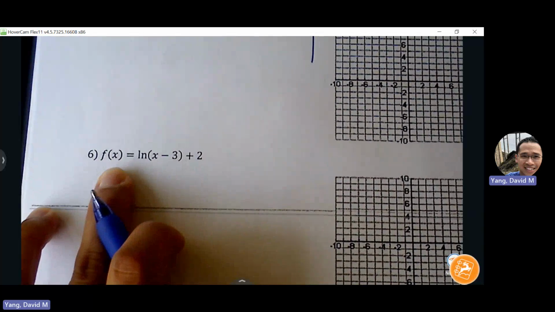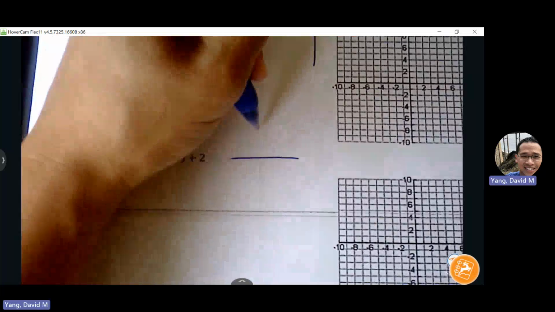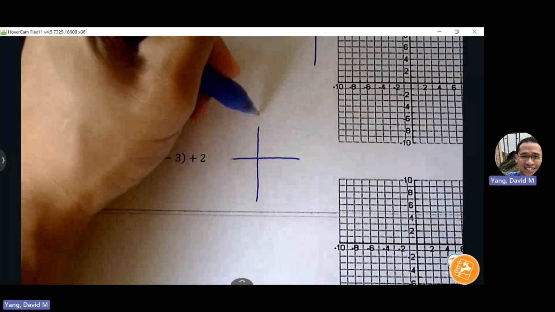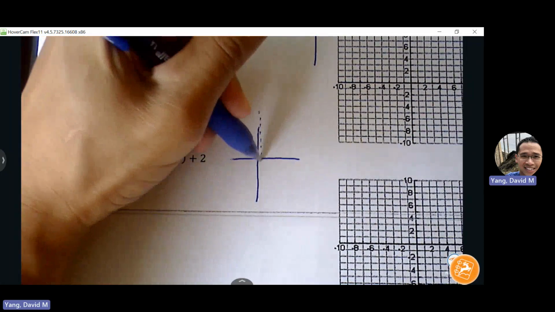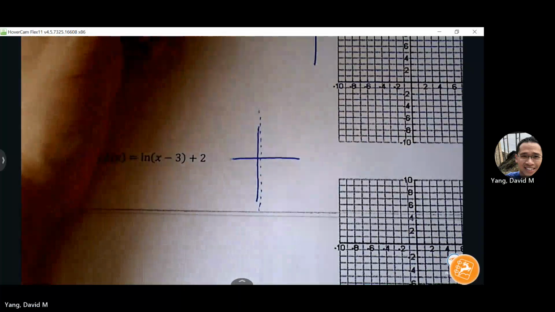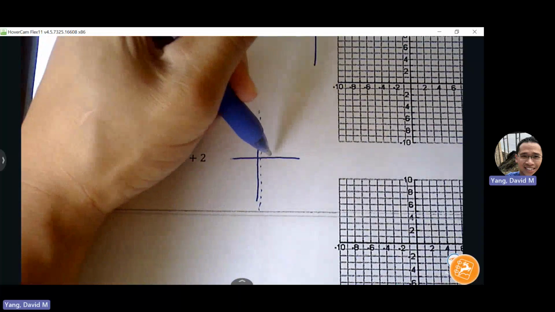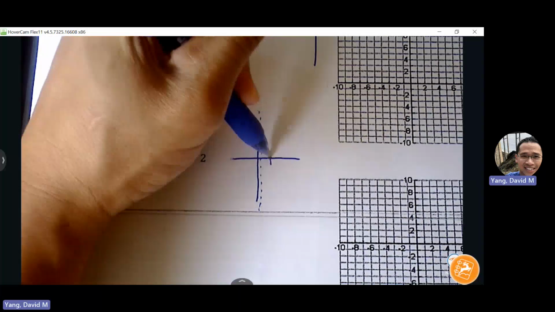Okay, number 6, natural log of x. That's my parent graph. So let me do a quick recap of the natural log graph. The natural log graph has a vertical asymptote, and the anchor point is going to be at (1, 0).